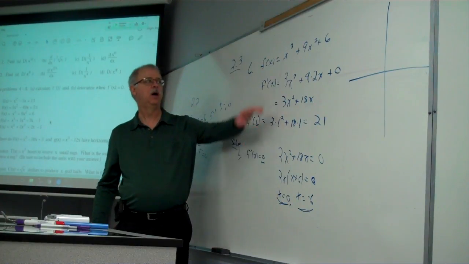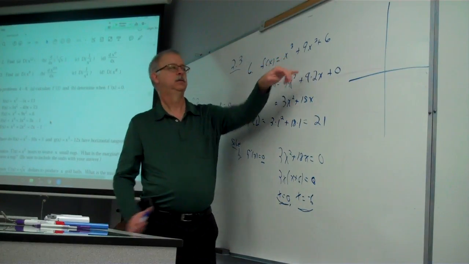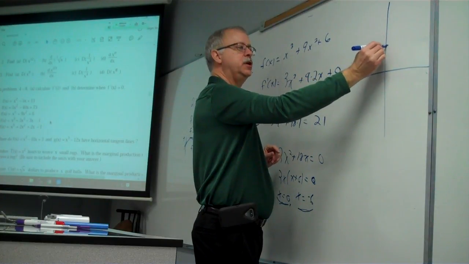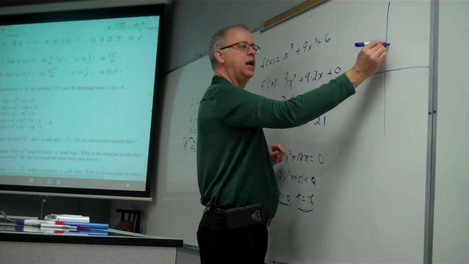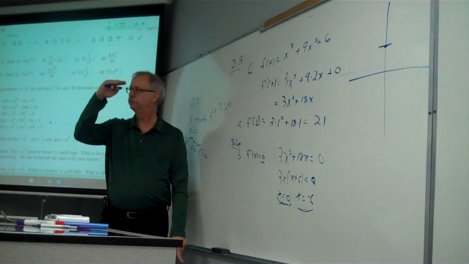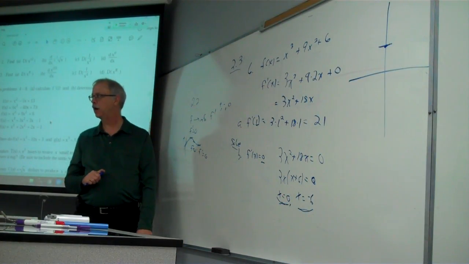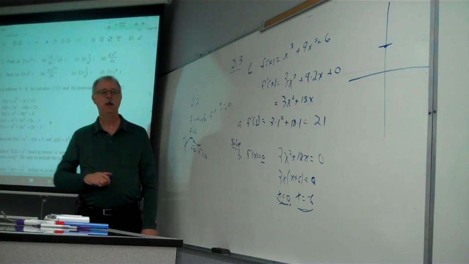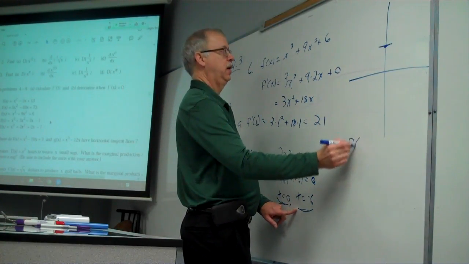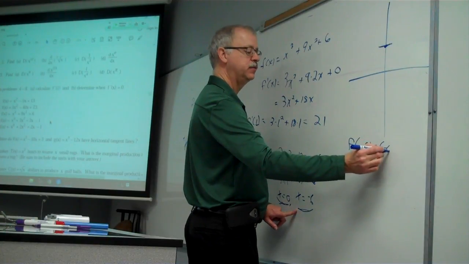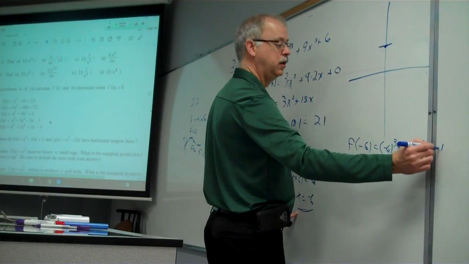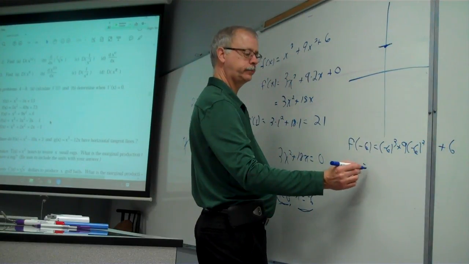At x equals 0, the function is 0 plus 0 plus 6, so the function goes through 6. So we know the function goes through that point, and in fact we also know what direction it's headed. The slope of the tangent line is 0 right there. What about at -6? F of -6 is -6 cubed, plus 9 times -6 squared, plus 6.